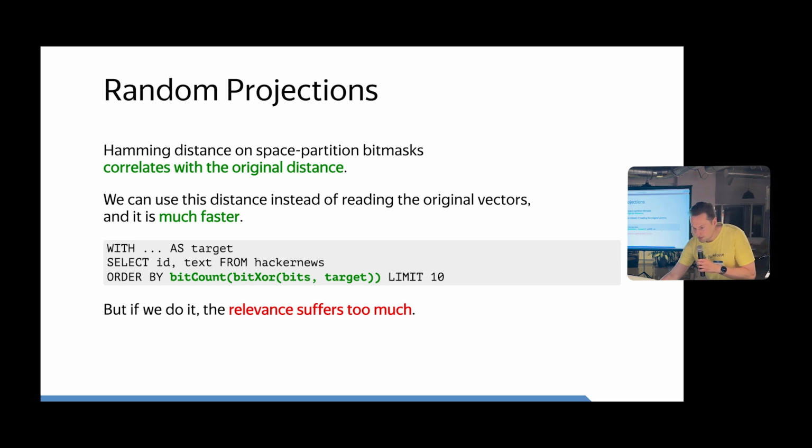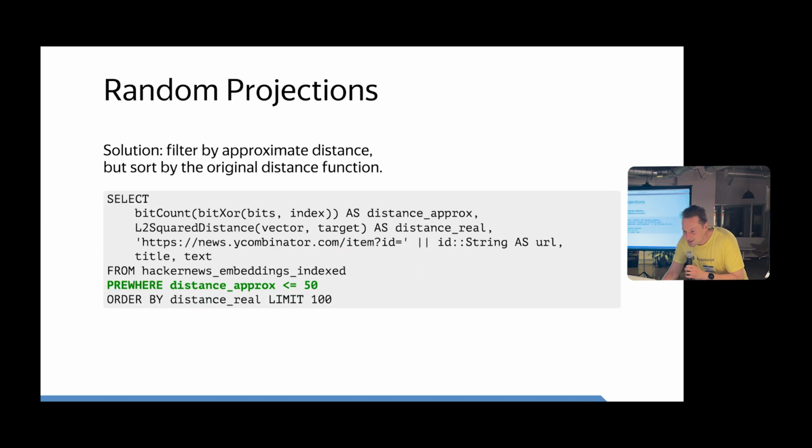And Hamming distance is represented in this way. We XOR these bit masks together. It will give bits where it is different, and we count these bits. Okay, and my experiment showed that it does not work. It does not work well. So what did I do?